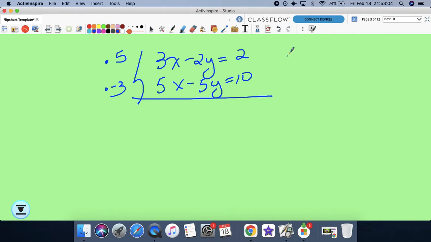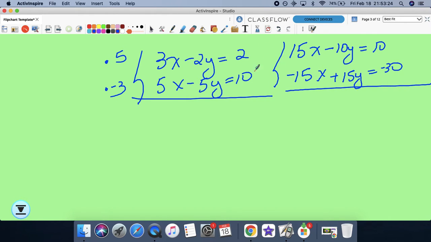If I do that, I get 15x minus 10y equals 10 here. If I multiply negative 3 and 5, I get negative 15x plus 15y, and then negative 3 times 10 is negative 30. So, two new equations. The signs are different, so I'm going to add them. 15x plus negative 15x is 0x, so that goes away. Negative 10y plus 15y is 5y. And 10 plus negative 30 is negative 20.